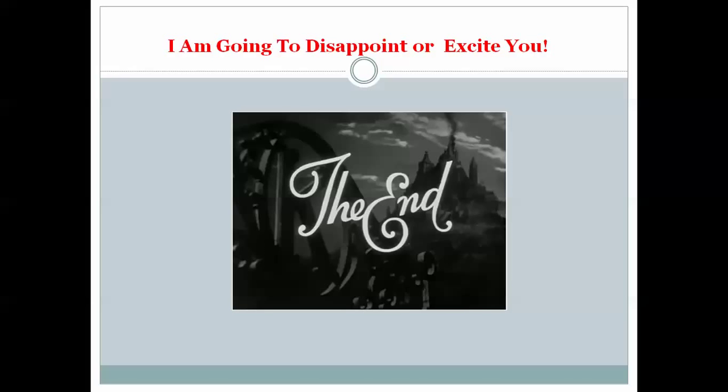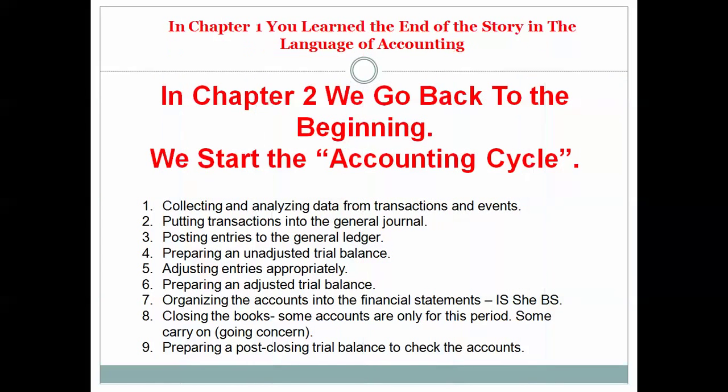That's what Chapter 2 is going to do. We're going to take you back to the beginning and we're going to start the accounting cycle. So as I told you in the Chapter 1 lectures, accounting is the language of business. And in that language of business, we have a beginning, a middle, and an end in each period, and we call that the accounting cycle. In Chapter 2, we are going to be talking about the first four steps in the accounting cycle.